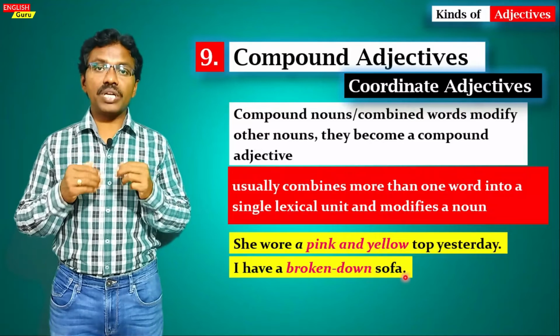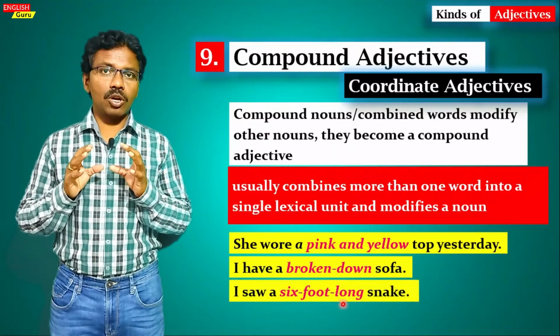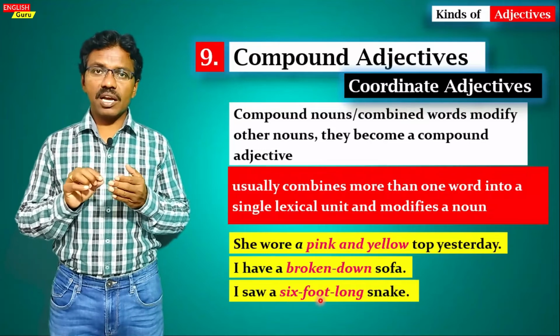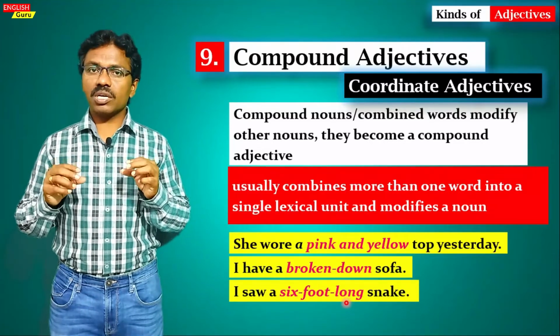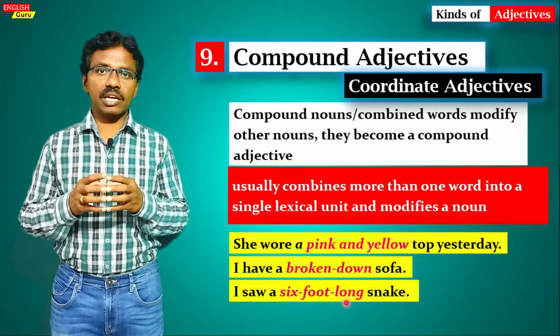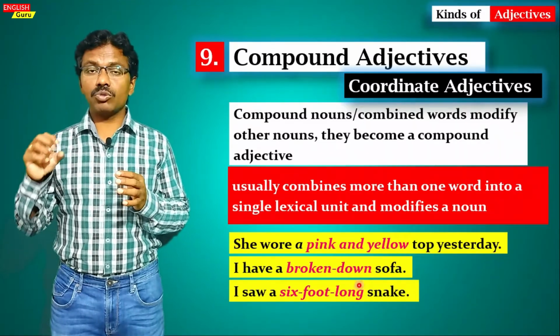It's a compound adjective. I saw a 60-foot-long snake. 60 hyphen foot hyphen long. So these three words are combined with hyphens. They are called compound adjectives and they are all qualifying the noun snake.